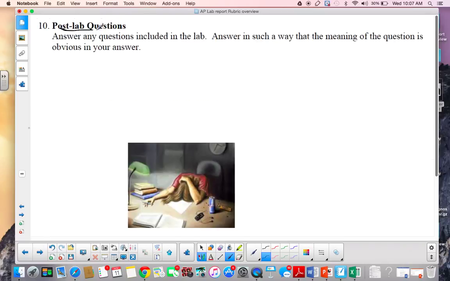Next, post-lab questions. If you have post-lab questions, answer them, but these would actually be included in the lab book. You don't have to copy the question, but you definitely have to answer the questions and be specific.